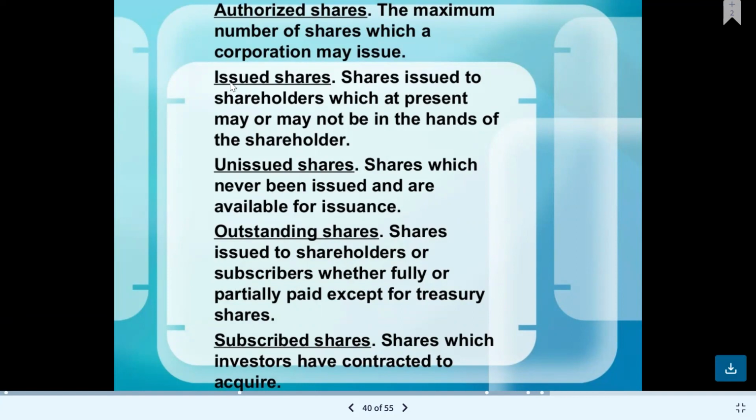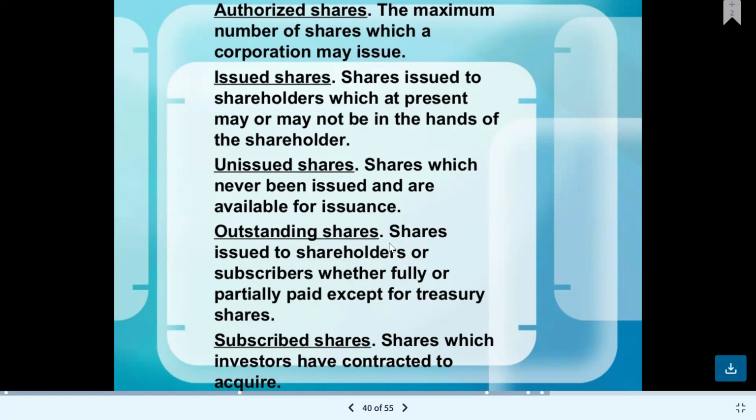Now let's talk about issued shares. These are shares issued to shareholders, which at present may or may not be in the hands of the shareholder. And you have unissued shares, shares which have never been issued and are available for issuance. Meaning, if you have, for example, a maximum of 10,000 shares, you call it the authorized share. Now, if you have issued 50% of that, that's 5,000, you call it the issued shares. The remaining 5,000, that's your unissued.